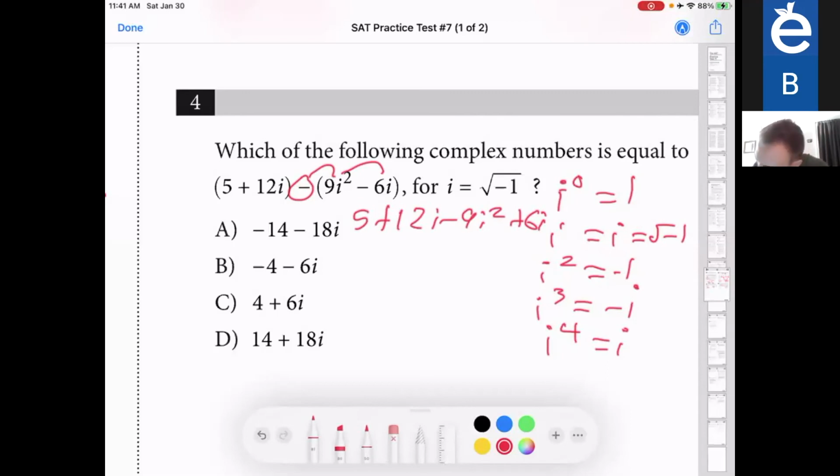We get 5. Those i terms can combine: 12i and 6i, we get 18i. I have now a minus 9i squared.